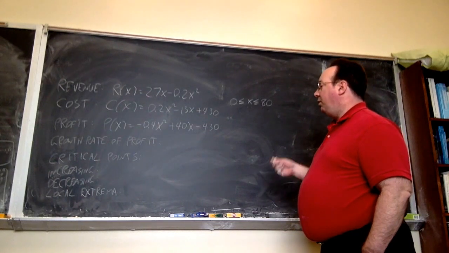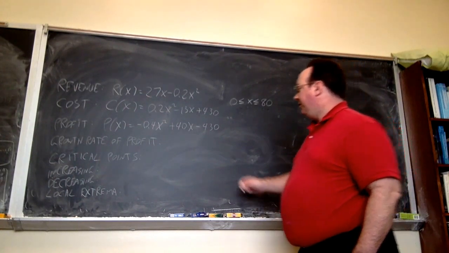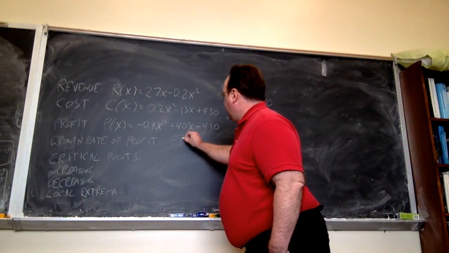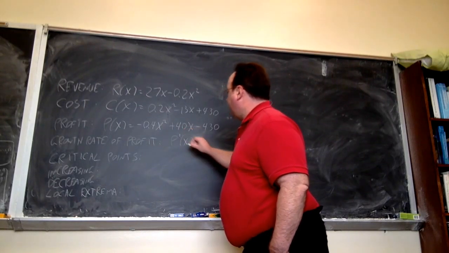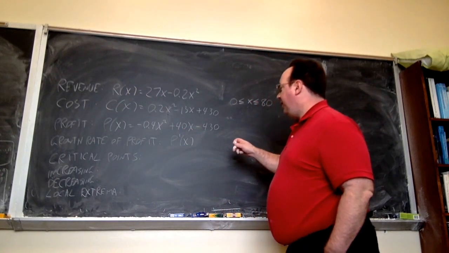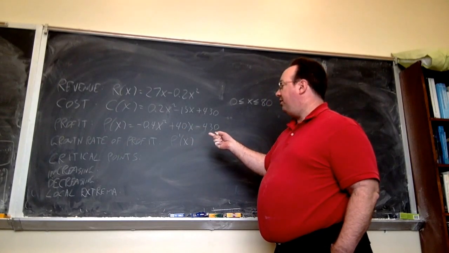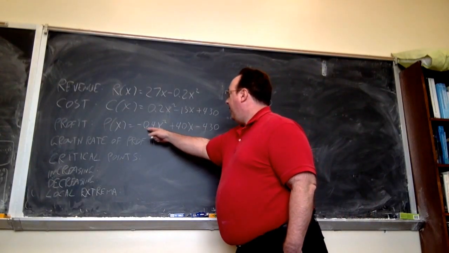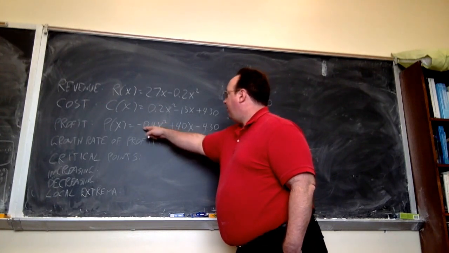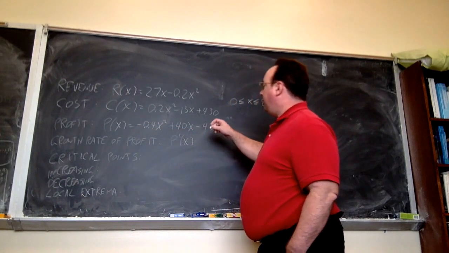Now we need the growth rate of profit, the derivative, for finding critical points and determining everything else that we need for this problem. So the derivative of this, we just use the power and sum rules. So I have power rule in this term, I have minus 0.4 times the derivative of x squared, which is 2x.